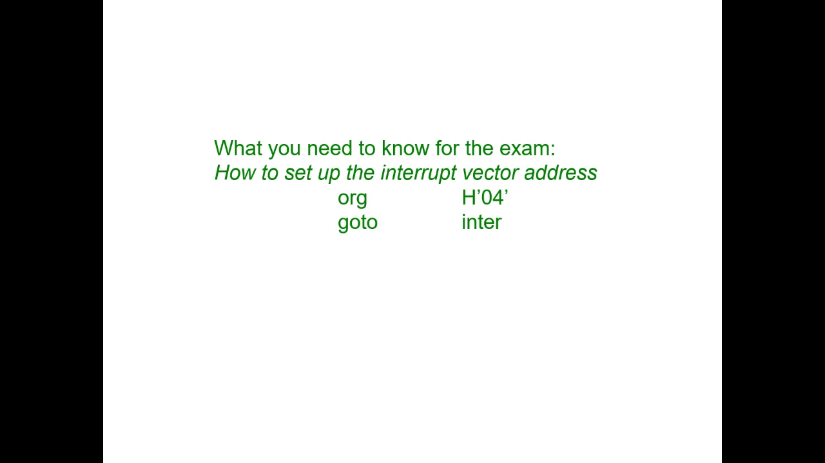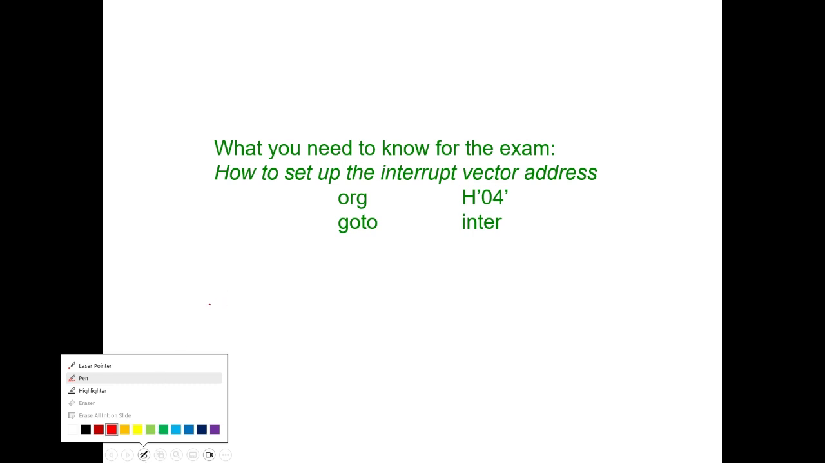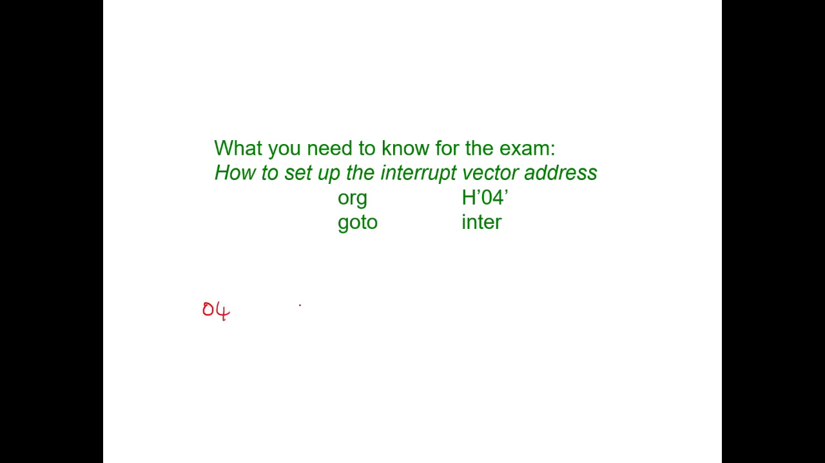Okay, so what you actually need to know for the exam is, first of all, how to set up the interrupt vector address. It's always in location H04, which is the same as D04, because hexadecimal and decimal 04 is the same number. You may see it written like this: 04, go to whatever your interrupt service routine is. You might see it written in three tabs as well, but it's in that location. So that's what you need to do. So that's how the interrupt knows it's happening.